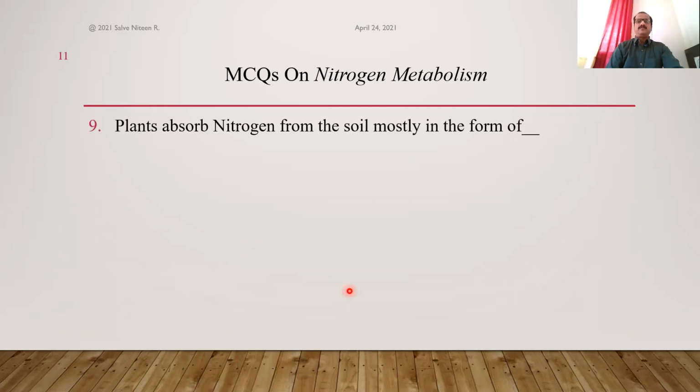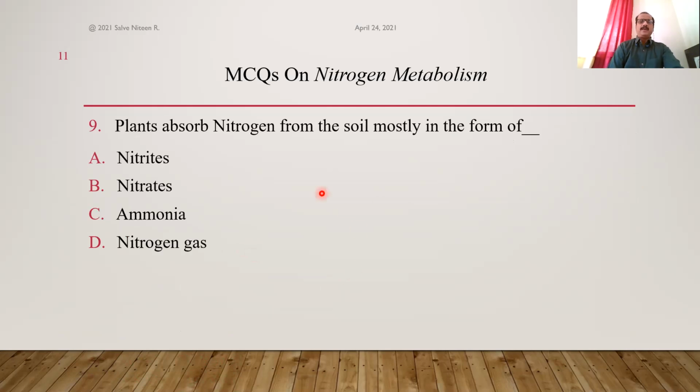Plants absorb nitrogen from the soil mostly in the form of nitrites, nitrates, ammonia, or nitrogen gas. Mostly they absorb nitrates. They can also absorb ammonia, but nitrate is the most easily absorbed form. Once nitrates are absorbed, they are converted into nitrites and ammonia. Ammonia is then utilized for nitrogen assimilation. B is the answer.